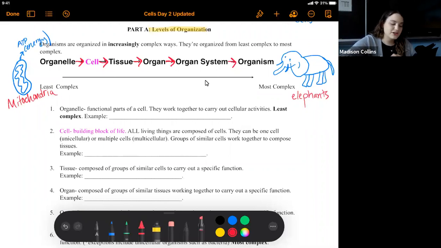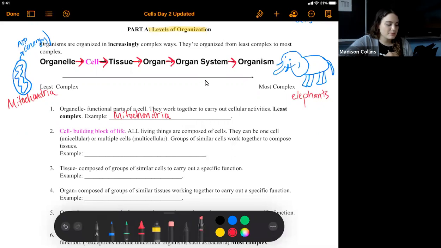These are known as functional parts of a cell. They work together to carry out cellular activity, so they each have a specific function. These are our least complex. And for example, let's go with the one that's on our drawing. We have the mitochondria. So these are our least complex levels of organization. Well, those organelles come together to create a cell, or to build up a cell, I should say.